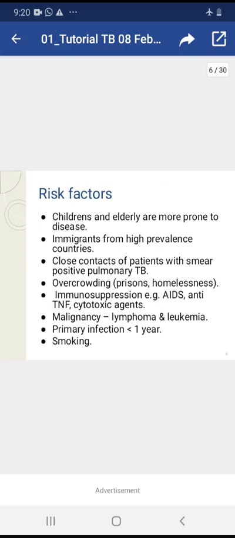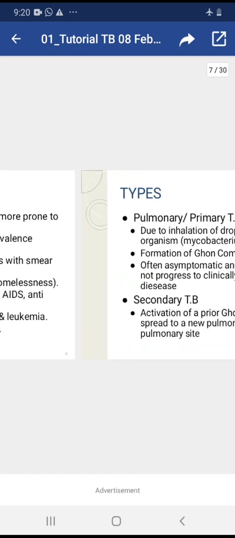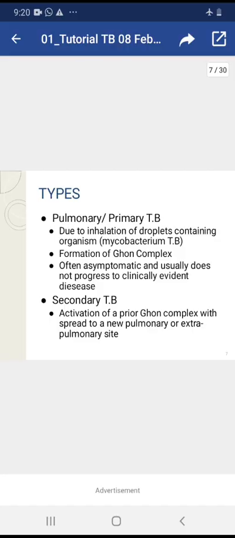patients with smear positive pulmonary TB, overcrowding like prisons, immunosuppression like AIDS, malignancy like lymphoma and leukemia, primary infection, and smoking. Now, the types of TB. The first type being primary TB, pulmonary TB.